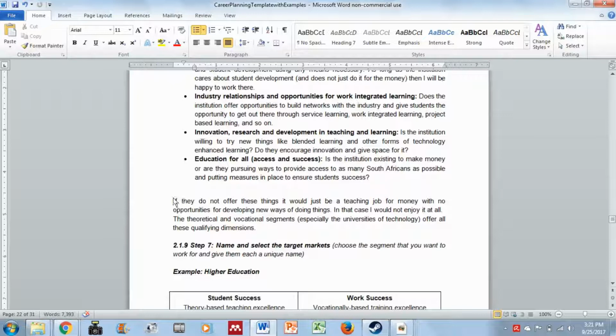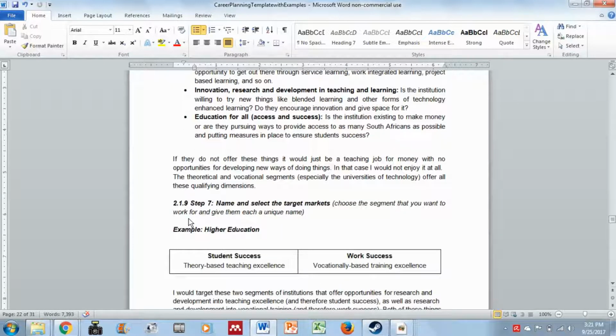Then I explain here. If they do not offer these things, it would just be a teaching job for money with no opportunities for developing new ways of doing things. In that case, I would not enjoy it at all. The theoretical and vocational segments, especially the University of Technology, offer all these qualifying dimensions for me.